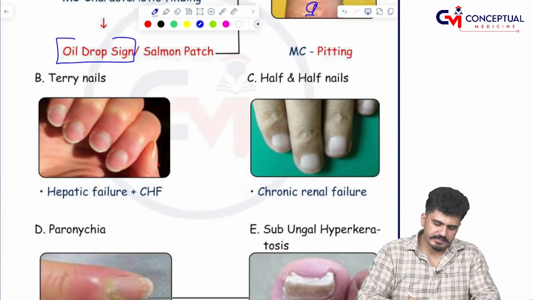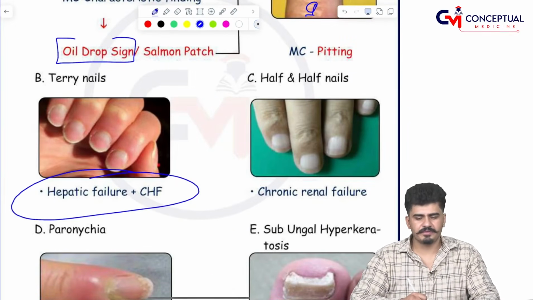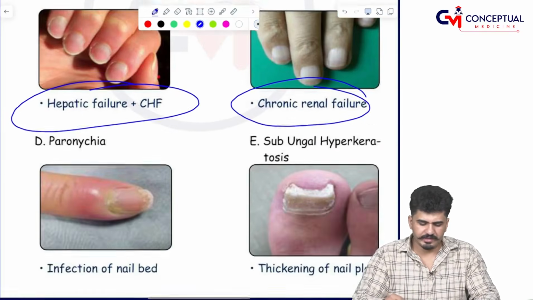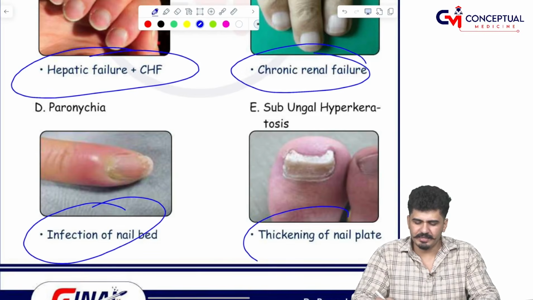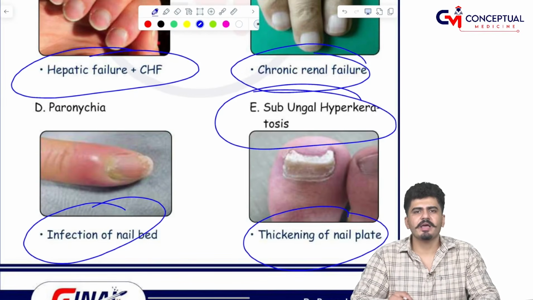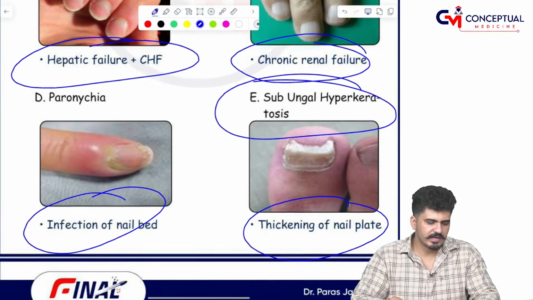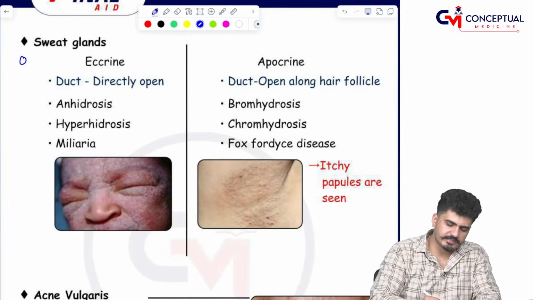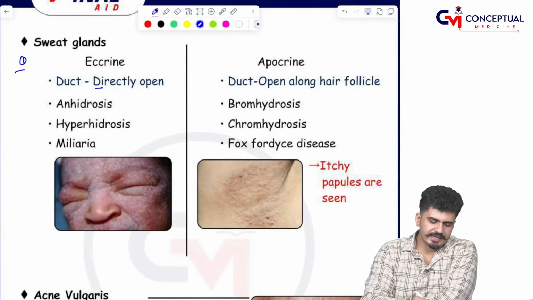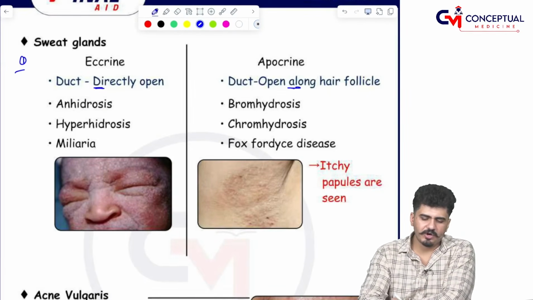Terry nails are a feature of congestive heart failure and hepatic failure. Half and half nails are seen in renal failure. Paronychia is infection of the nail bed, and thickening of the nail plate is called subungual hyperkeratosis. Now sweat glands are of 2 types, eccrine and apocrine. Eccrine opens directly and apocrine opens along with the hair follicle.